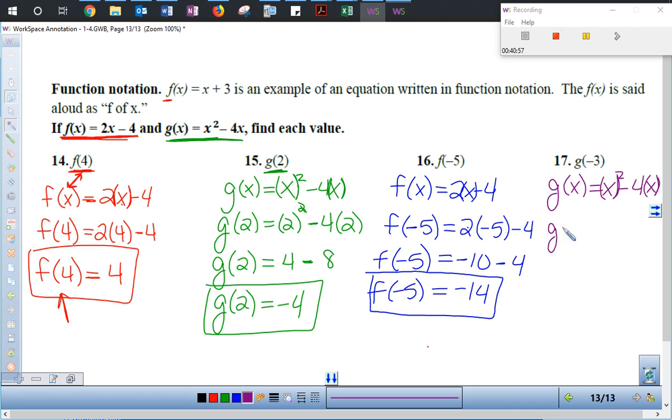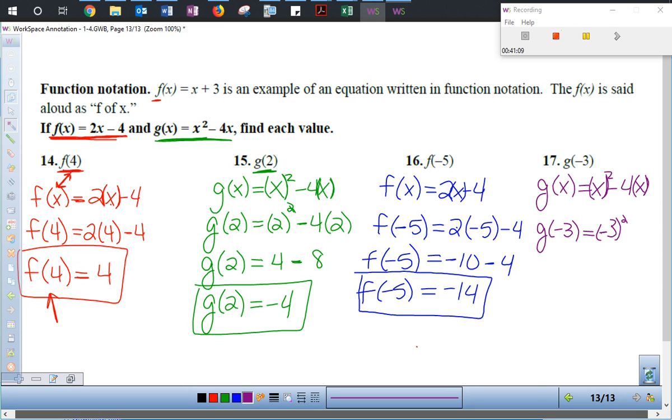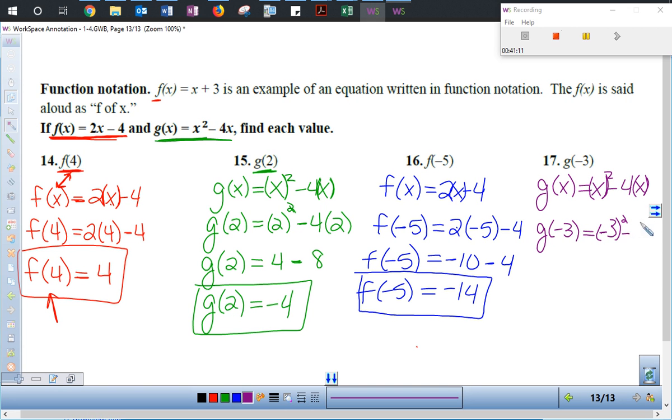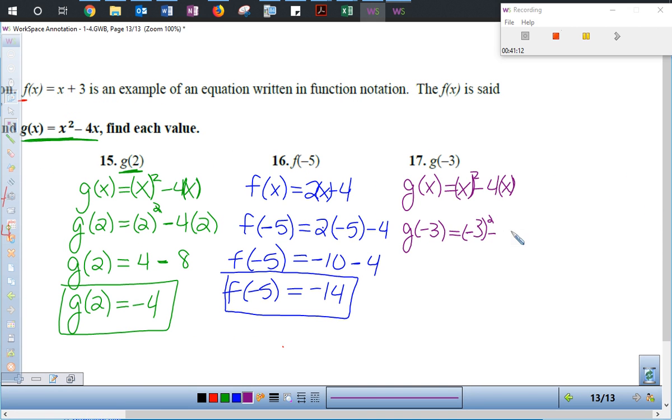So g of negative 3 equals negative 3 in parentheses, very important, squared, minus 4 times parentheses negative 3. Now, if you're choosing to put this in your calculator, you need to make sure you put the parentheses around it as well. If you don't, you're not going to get the same answer.